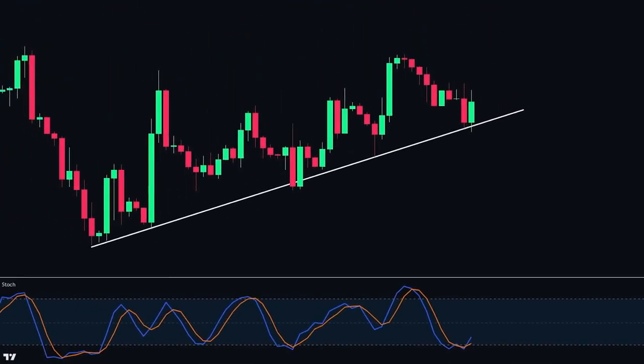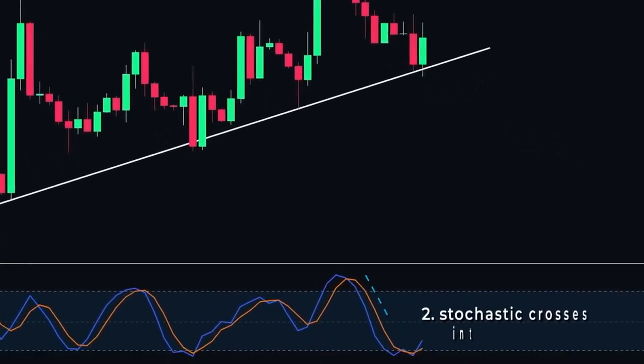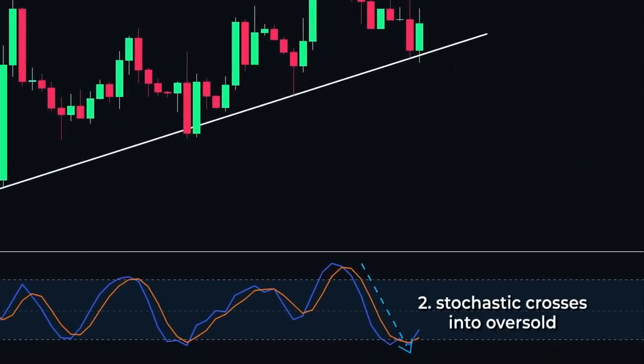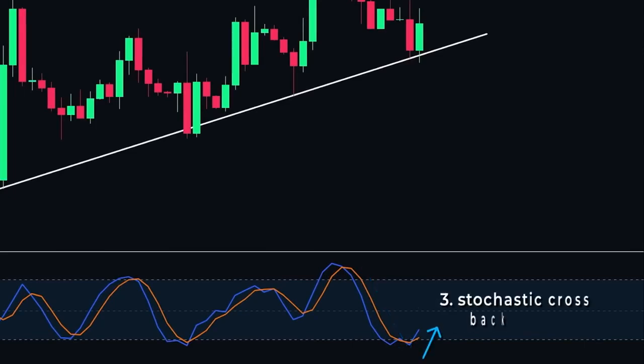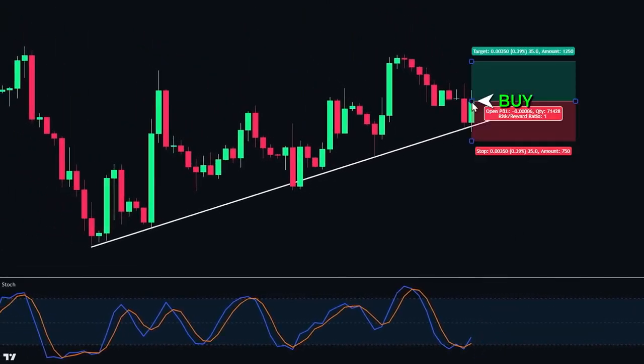So, to recap, first we want to see price approaching the trend line area. Next, we want to see the stochastic cross into oversold, then cross back inside again. Once these signals are met, I open a buy position.